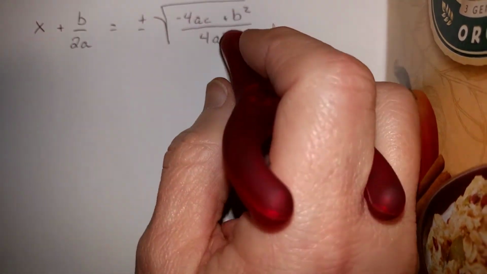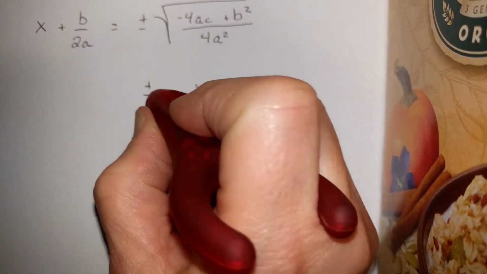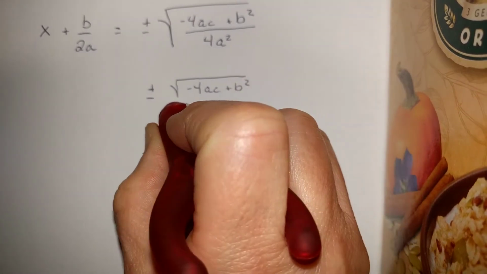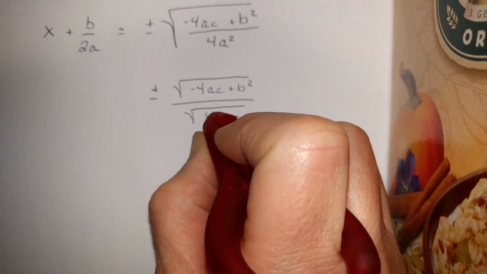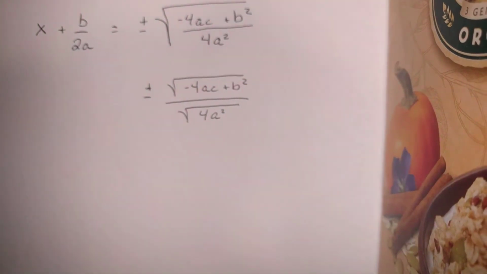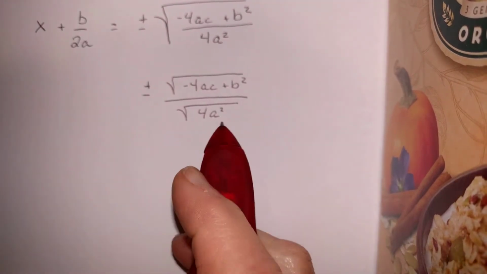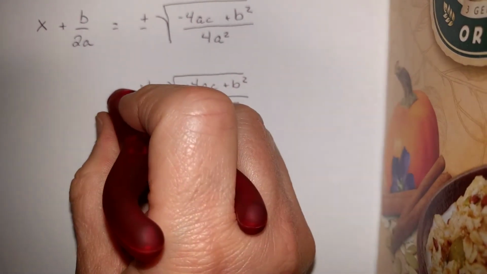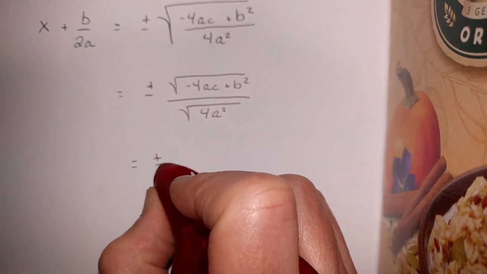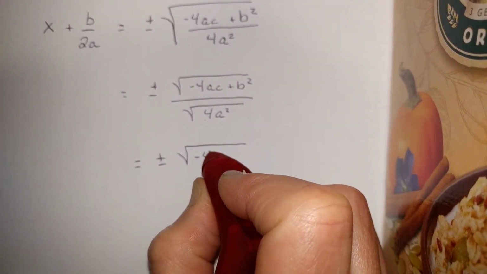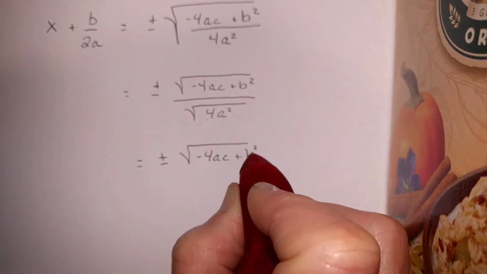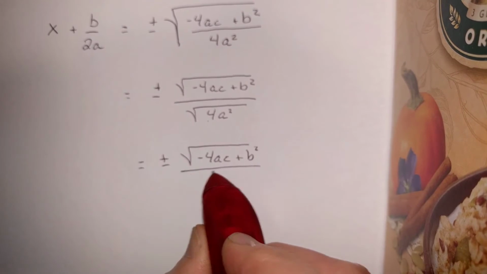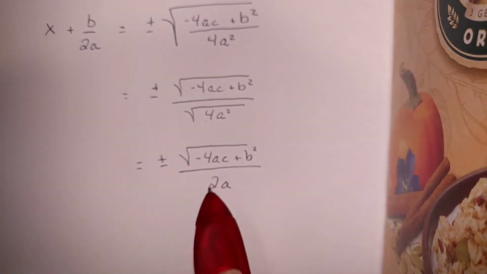So I can rewrite that right side of the equation as the square root of negative 4ac plus b squared over the square root of 4a squared. And the denominator here simplifies because 4 and a squared are both perfect squares, so this can simplify to be plus or minus the square root of negative 4ac plus b squared over 2a. Notice here my fraction bar goes over the whole part there.